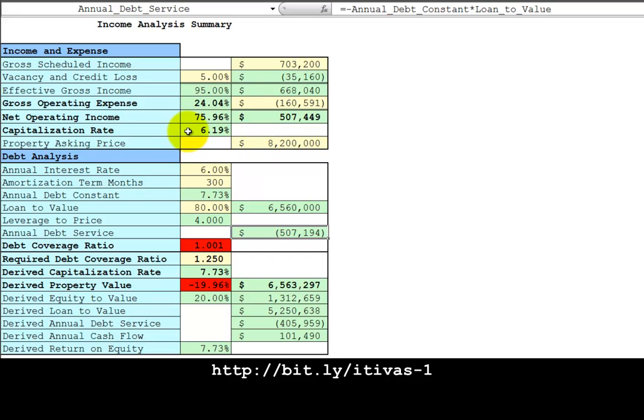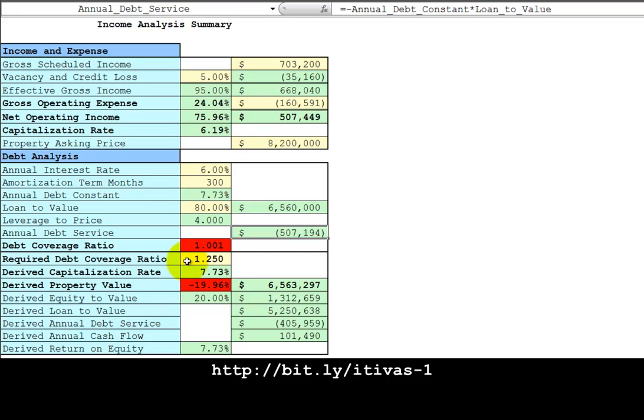This capitalization rate of 6.19% is how the property is being offered. What you need to do when you analyze numbers, make sure they're not pro forma numbers, make sure they are actual numbers, and then calculate your own derived capitalization rate down here with your debt coverage ratio.